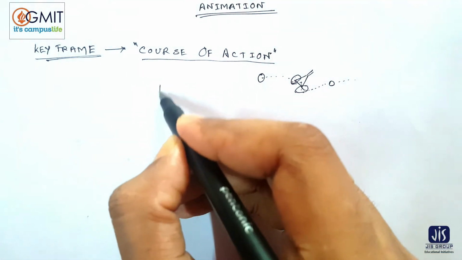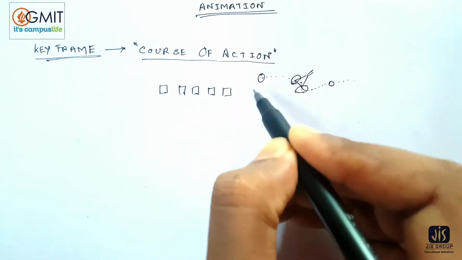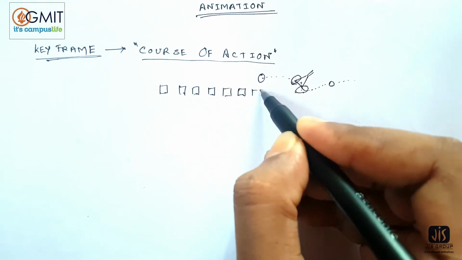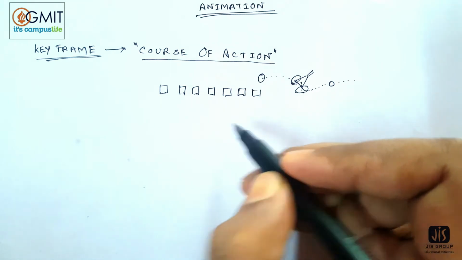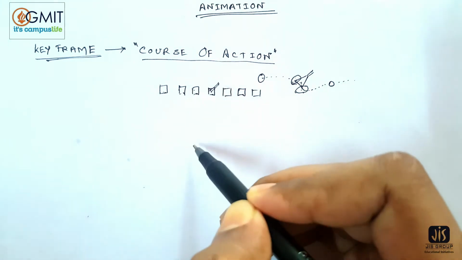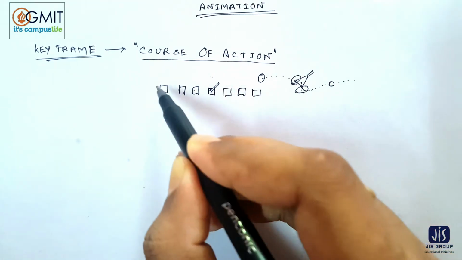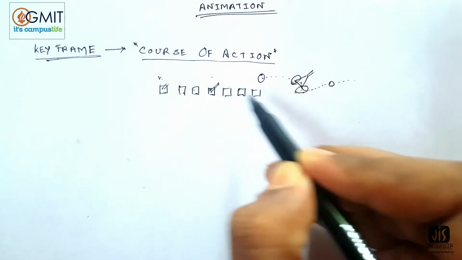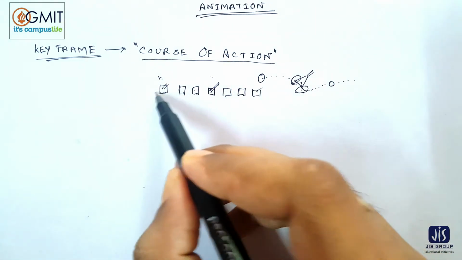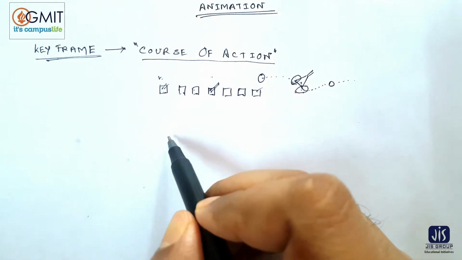So we can consider there are several frames in an image. Whenever the course of action changes, that is called a keyframe. The first frame is a keyframe, the last frame is a keyframe. These are the keyframes because their action changes.